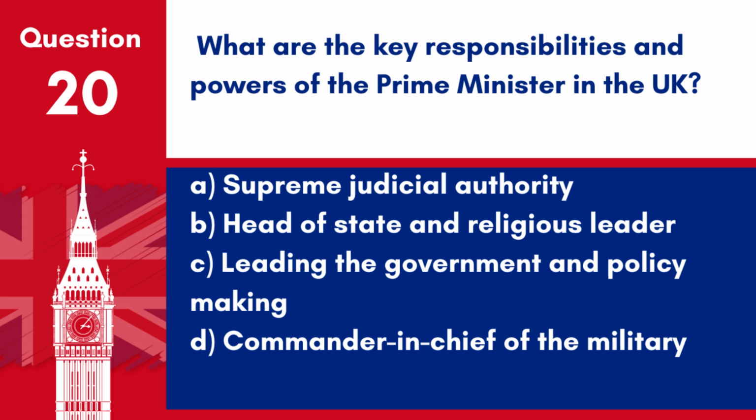Question 20. What are the key responsibilities and powers of the Prime Minister in the UK? A. Supreme judicial authority. B. Head of state and religious leader. C. Leading the government and policy making. D. Commander-in-Chief of the military. Answer: C. Leading the government and policy making. The Prime Minister's key responsibilities and powers include leading the government and policy making.